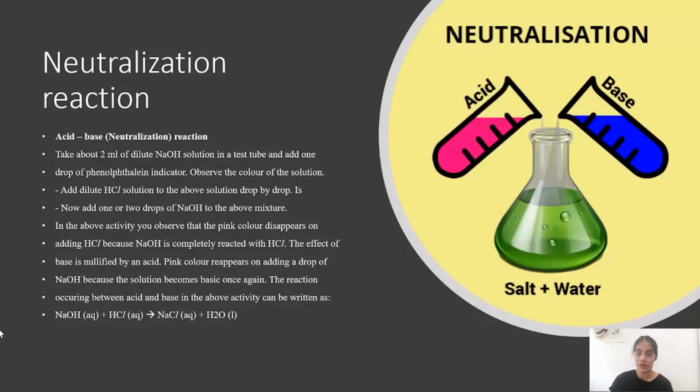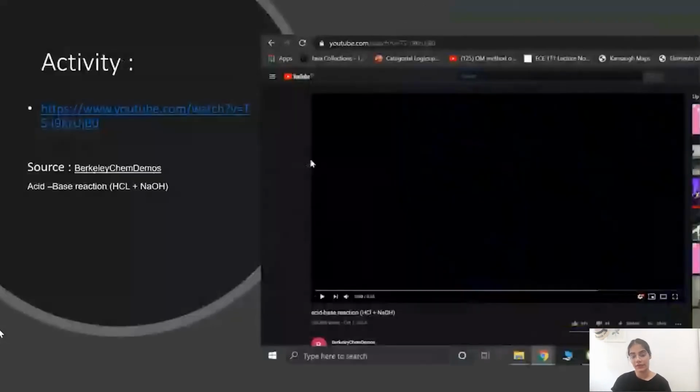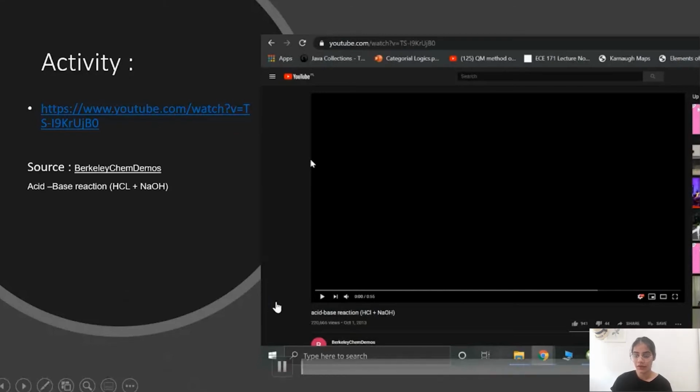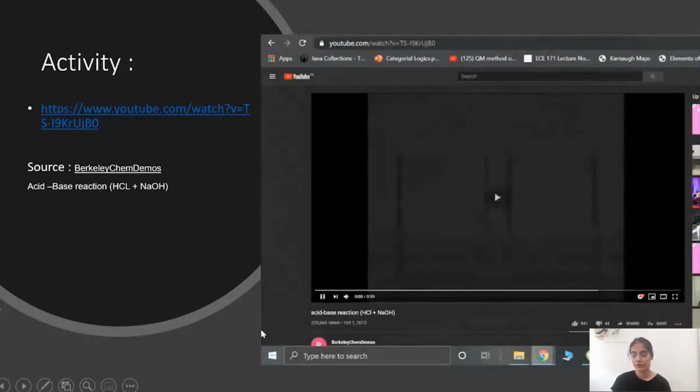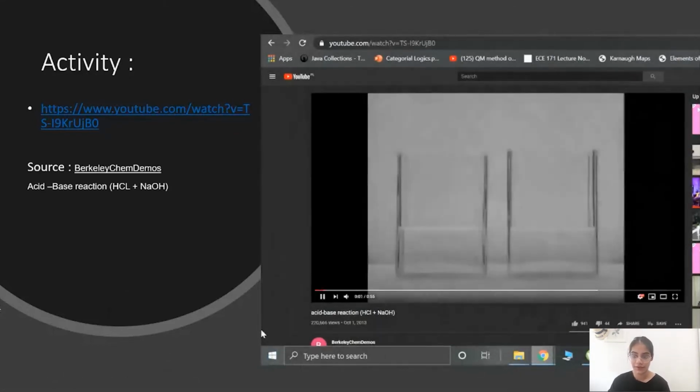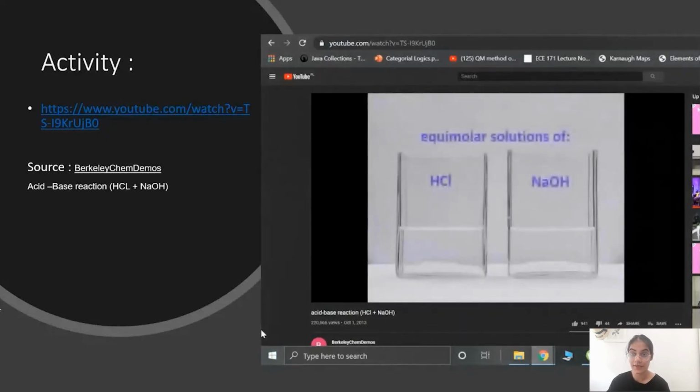So let us now study the same activity, or a little similar activity. I have given you the source, and Berkeley Chem Demos is the one that gives you an acid-base reaction of HCl and NaOH. Let us see the activity. Now, we have 2 solutions. One of them is HCl, the other of them is NaOH, sodium hydroxide, right?